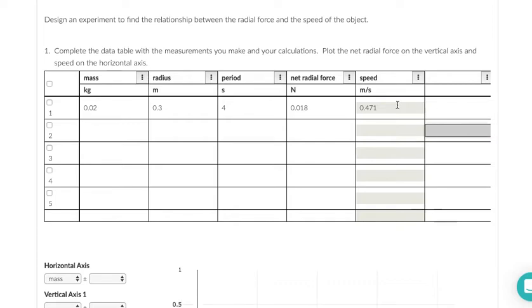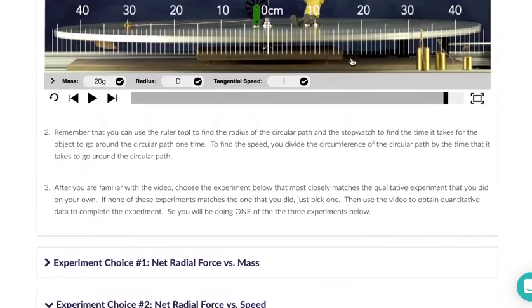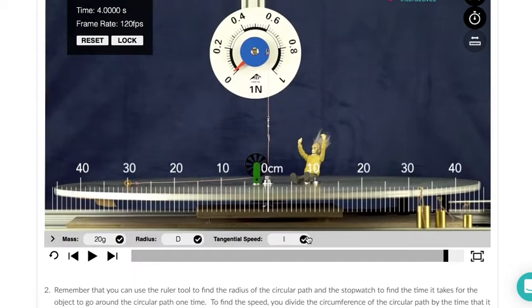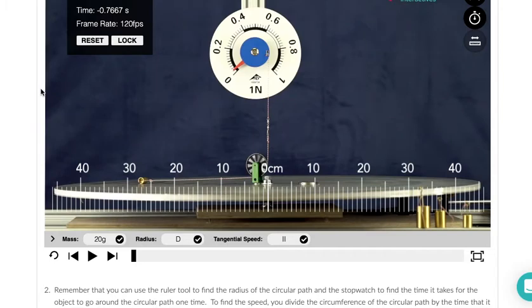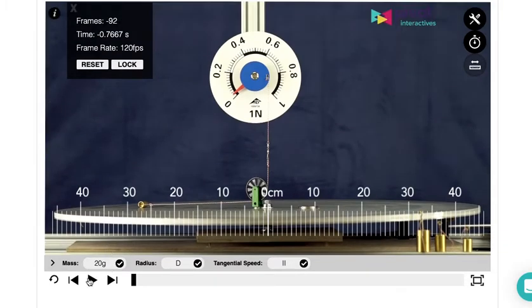So at this point in time, we're going to go ahead and find another speed. To do that, we're going to go to speed 2, keep the 20 grams and the radius the same. We hit go, pulls up another video. Just like before, we're going to go ahead and hit go.